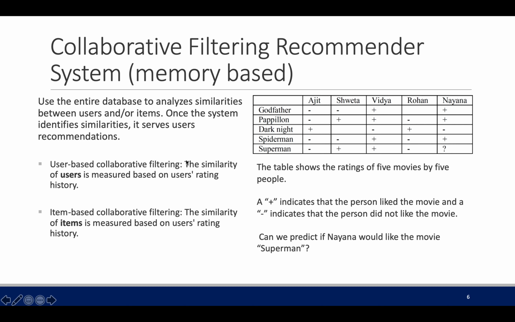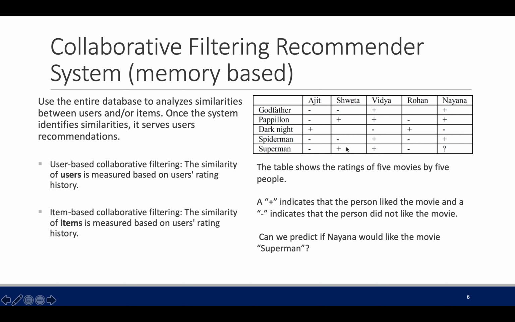In this approach, we are comparing Nayana with other users. In this case, we can see that the reading history of Nayana is identical to the reading history of Vidya. And because Vidya liked the movie Superman, we would expect Nayana will also like the movie Superman.